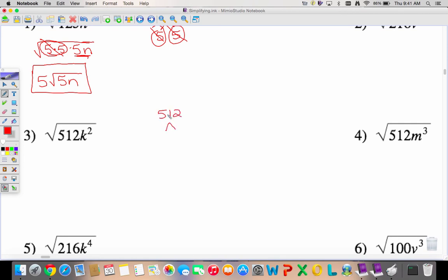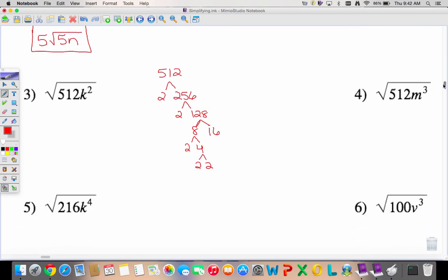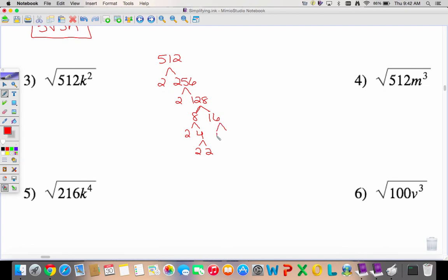Okay, number 3. 512k squared, you're taking the square root of that, so we have 512. Okay, I need 2 numbers that go into 512, and we can do 2 and 256. Okay, for 256, I can do 2 and 128. 128, we can do 8 and 16. Okay, remember 8 will be your 2 and 4. So I can do my 4 as 2 and 2.